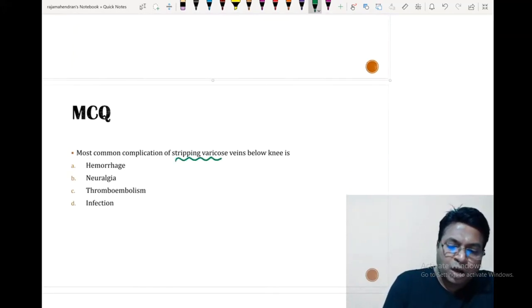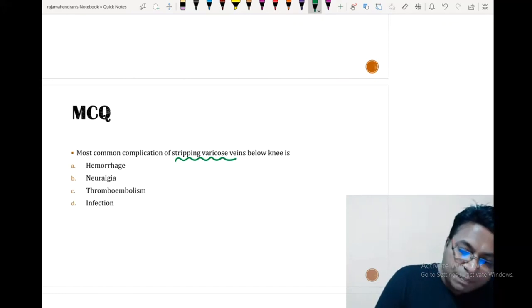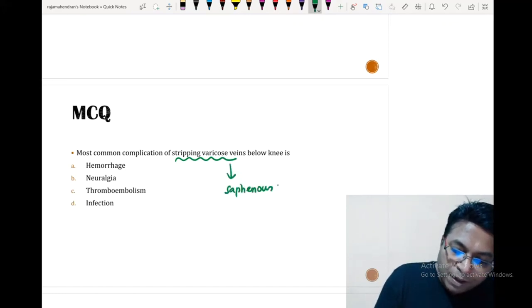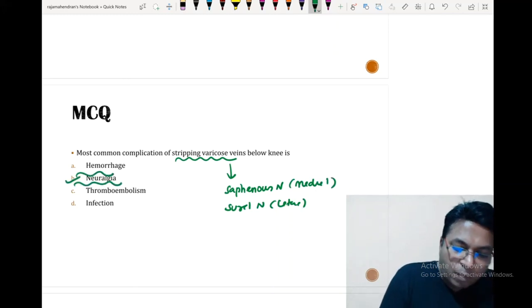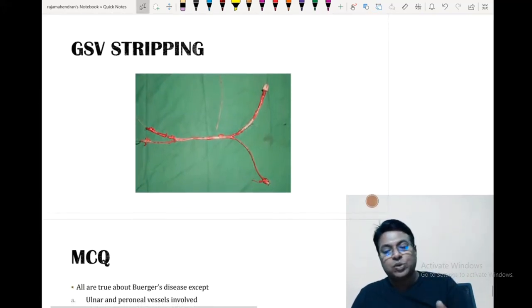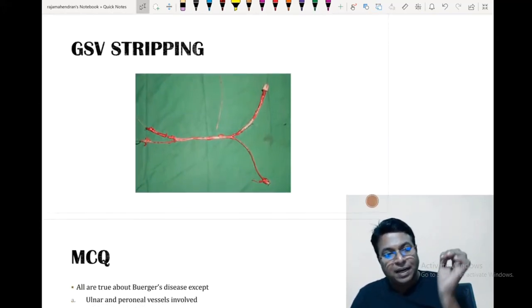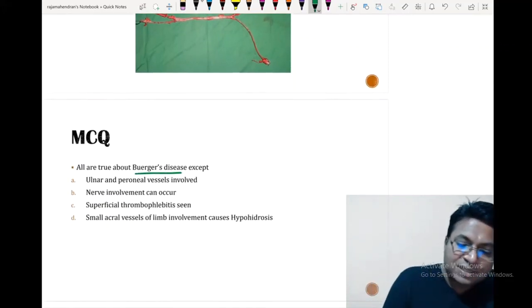What is the most common complication of stripping the varicose veins below the knee? When you strip the varicose veins, we can injure the saphenous nerve or sural nerve. Sural nerve laterally and saphenous nerve medially may be injured and you can cause neuralgia. That is a problem of stripping of the varicose veins. Like this, when you strip the varicose veins below the knee, you can strip the nerve also and cause pain.